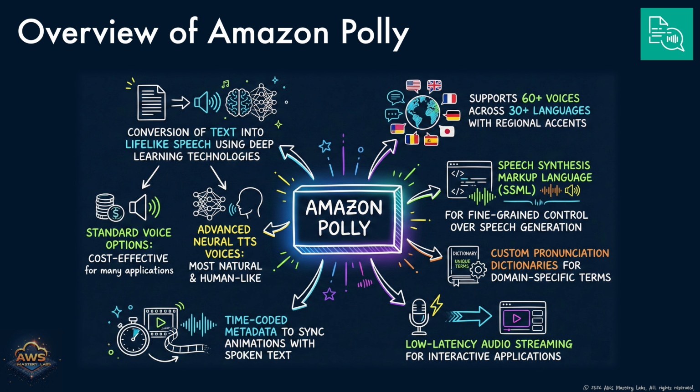At the core of Polly is text-to-speech synthesis, the ability to take written text and generate natural-sounding speech using cutting-edge deep learning technologies. This means you can convert anything from articles and instructions to alerts and news updates into high-quality audio. Polly offers two main types of voices.